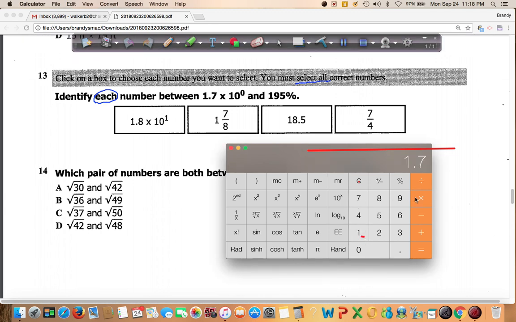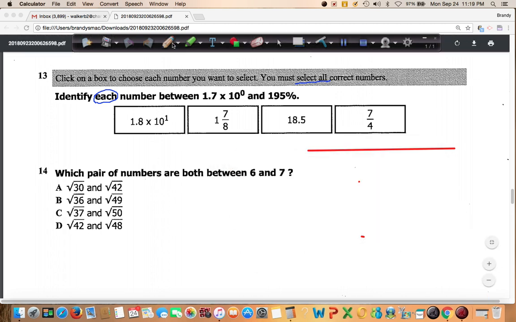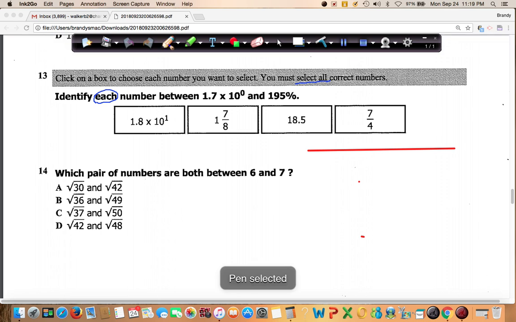If I put 1.7 times 10, and you can do it with 0. Hit that Y to the X button and then hit 0. You get 1.7 because all that 0 does is change the 10 to a 1. That's really all it does. And in fact, a 0 as the exponent will change any number. You could have 1,000,000 to the 0 power will be 1. So your answer in this case is 1.7. So I'm going to mark my lower side because it says between. So I'm going to mark this side with 1.7.